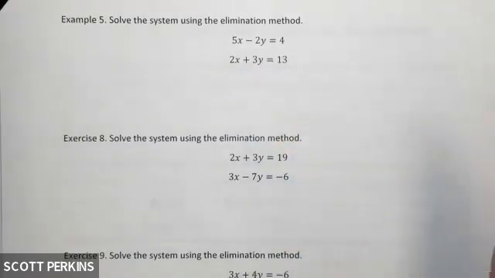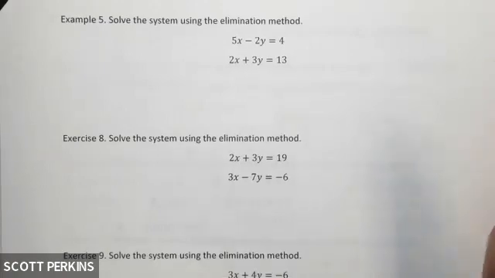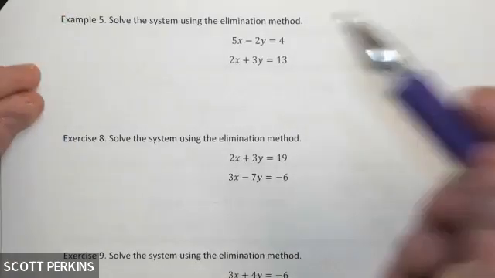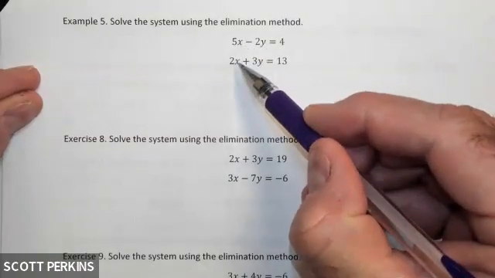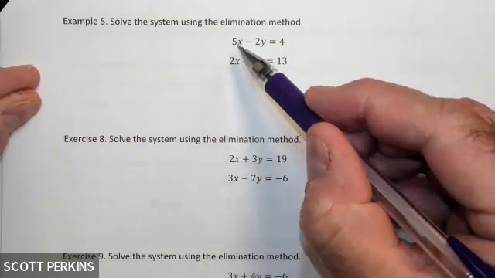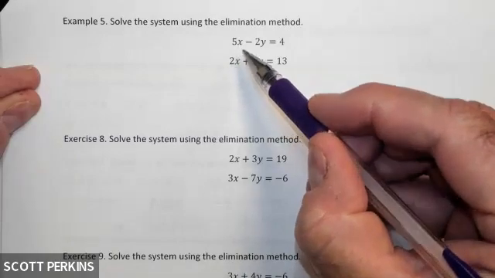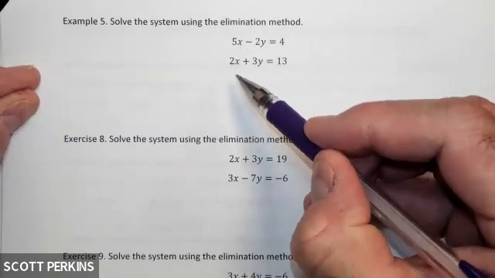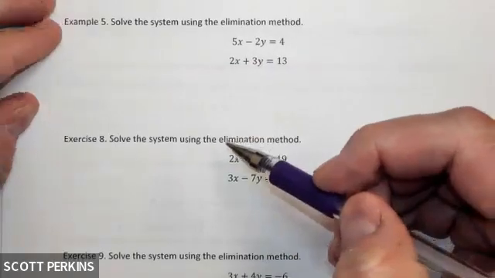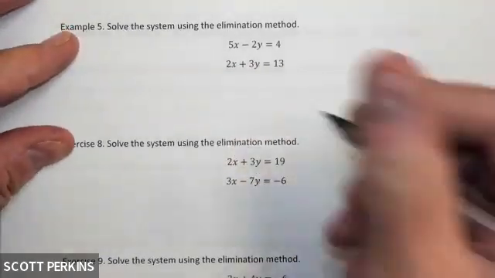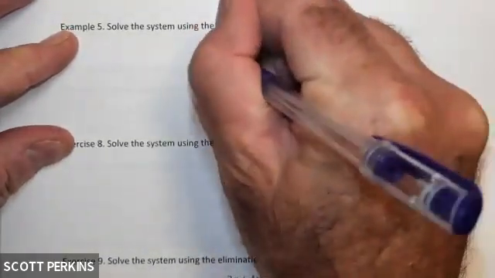I'm just going to call a quick timeout. We'll come back. That's how we're going to do it. But let's say somebody had said you want to eliminate the x's. Okay. 5 and 2. What's the common multiple between 5 and 2? 10. So you'd want to have a -10 in front of one of the x's and a +10 in front of the other. You can do it either way. But we're going to do the y's. So I'm just going to put some parentheses here.